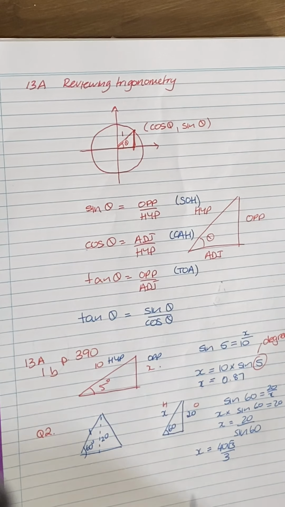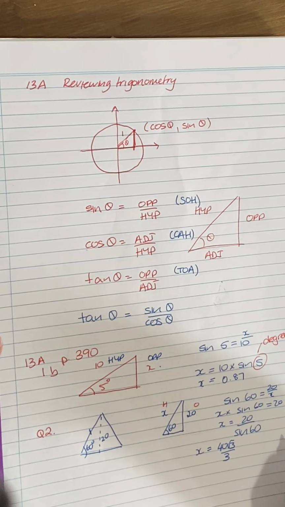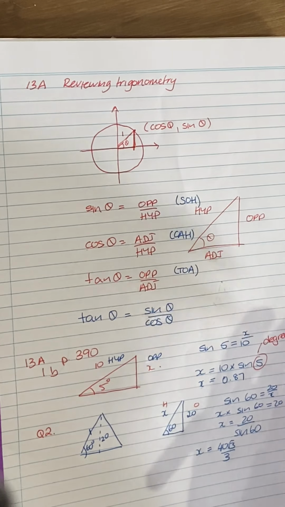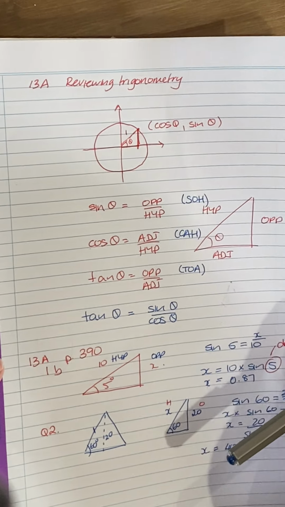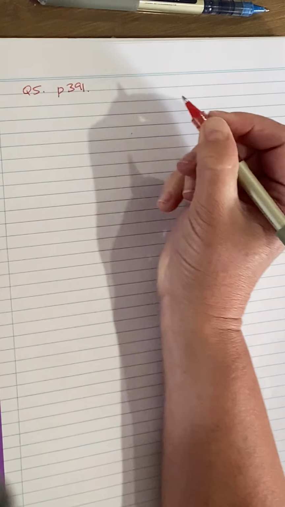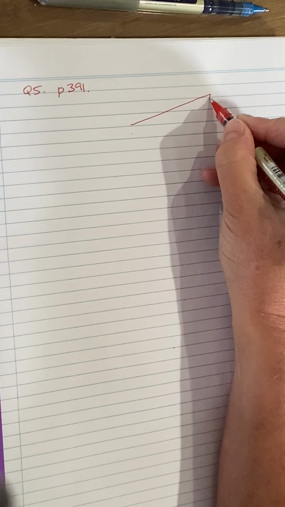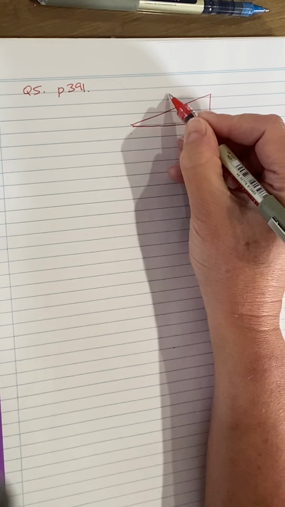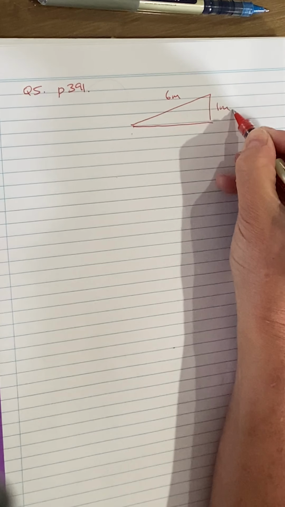So in this case, I think probably an exact answer wouldn't be needed, but we need to get in the habit of using exact answers all the time unless we're asked for a decimal answer. The other one I'm going to look at is question 5, page 391. Here we are, question 5. It's got a ramp, and this ramp is 6 meters long and 1 meter high. And question A says to us, find the magnitude of angle ABC.